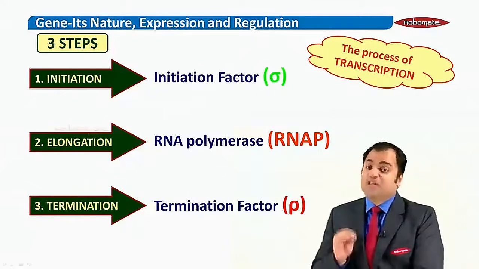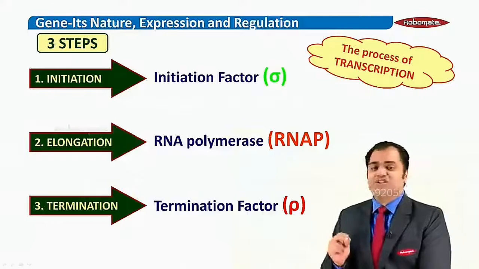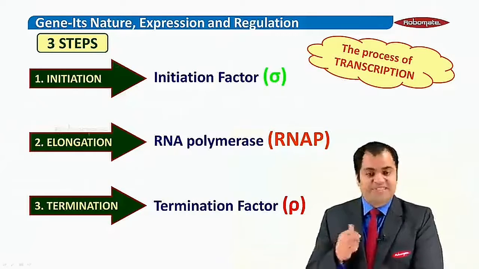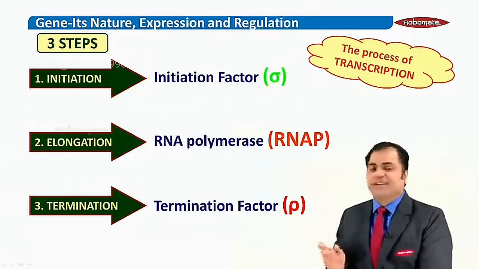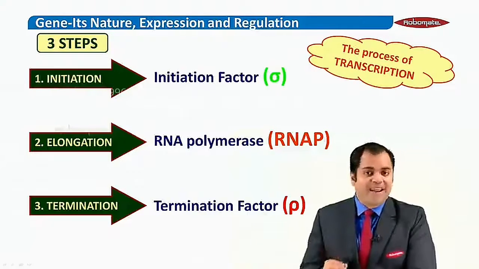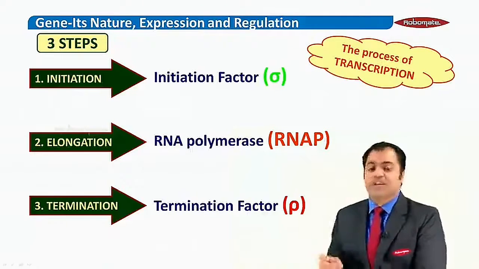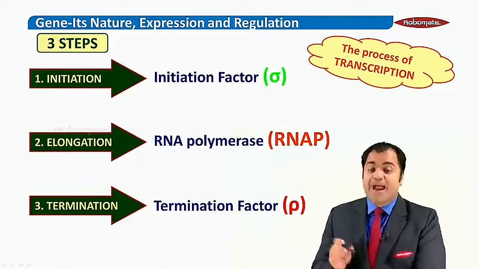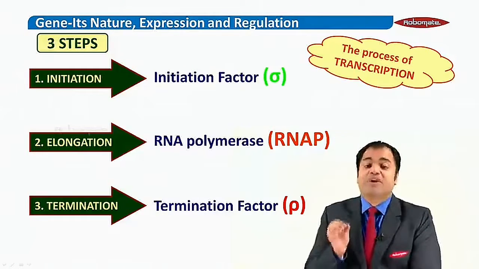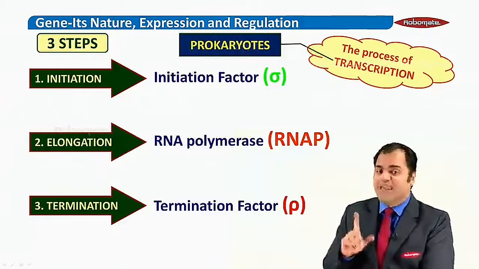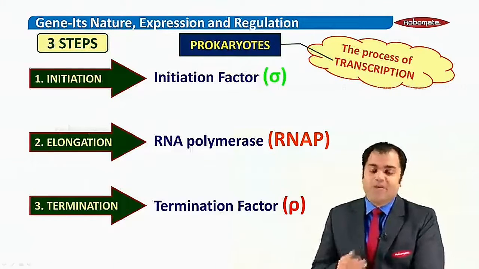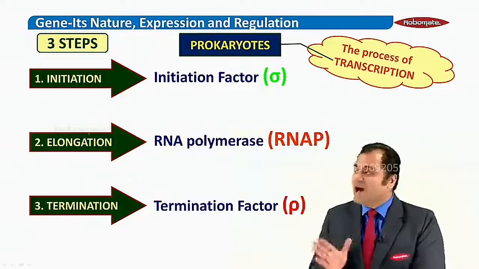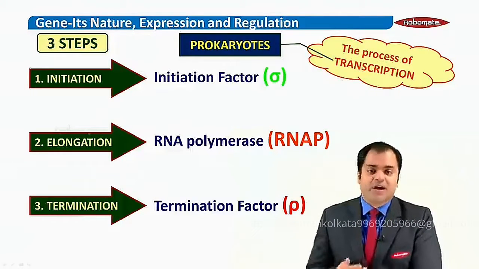So please remember, initiation will happen with the help of sigma factor, elongation will happen with the help of RNAP, and termination will happen with the help of a Rho factor. Now remember, I'm specifically talking about the process of transcription in prokaryotes. Now, moving on. Let us see how these three steps actually occur.